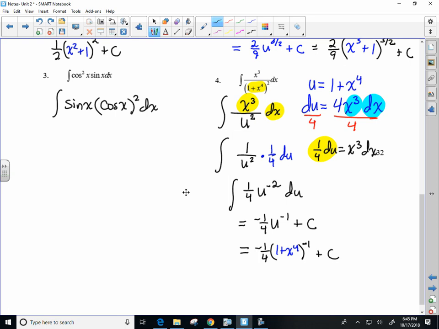Because if we've got this idea of an inner function, well, I've got an inner function. It's cosine being raised to the 2nd power. My inner function would be u equals cosine of x.